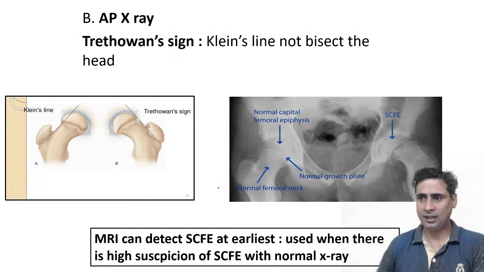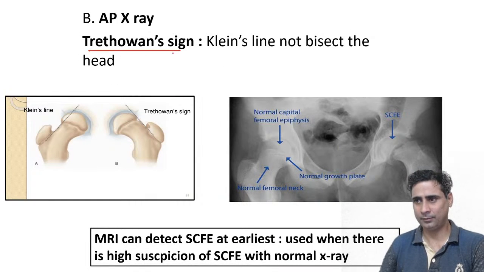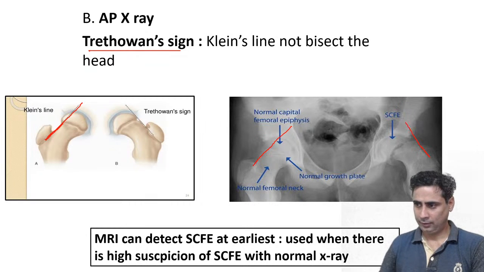And on AP X-ray, you remember this Trethowan sign. Normally, whenever you prolong the upper margin or superior border of the neck proximally, it will bisect the head. Here you can see, it will bisect the femoral head. But in slipped capital femoral epiphysis, this line will go way above this epiphysis. It will not bisect this femoral head epiphysis. Okay, so this line is known as Klein's line. It will pass above the epiphysis. This is known as Trethowan sign.